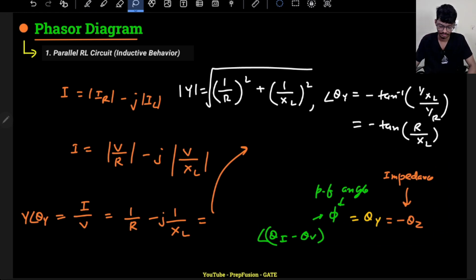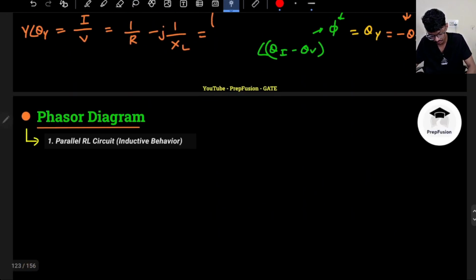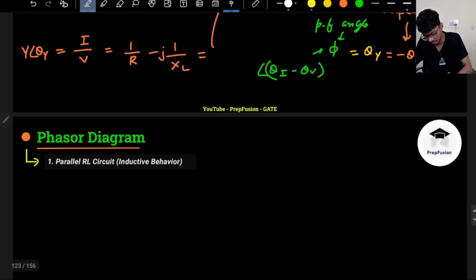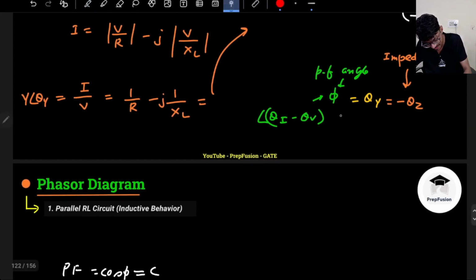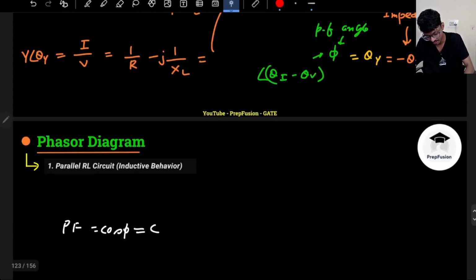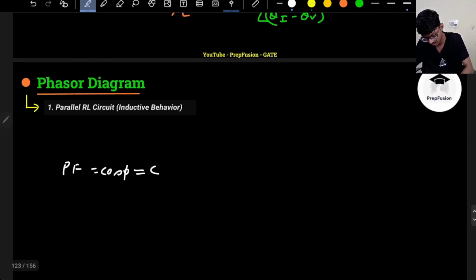What about the power factor angle? The power factor angle is the angle between theta I and theta V. The power factor is cos of phi. I have just told you the power factor angle is the same as the admittance angle. Let me prove it to you, because it is theta I minus theta V, and theta V is 0 in our case because V is assumed to be the reference. So it is simply theta Y, the admittance angle.